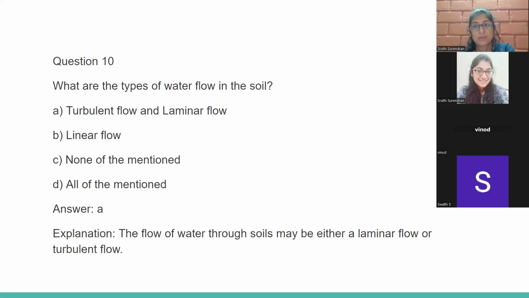Laminar flow, like I said, occurs in materials like clay or fine grained materials, when the pore spaces are small. The flow will be of laminar nature, but when the pore spaces are huge, as in very huge boulders or material comprising of boulders or huge rocks, the flow can be turbulent. So turbulent as well as laminar flow is possible in soil, but linear flow is not possible.